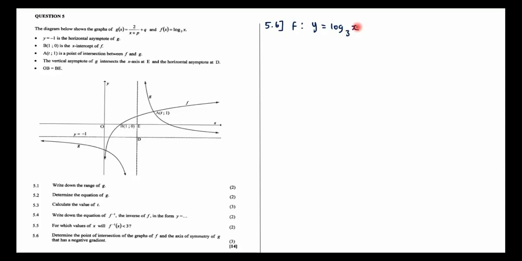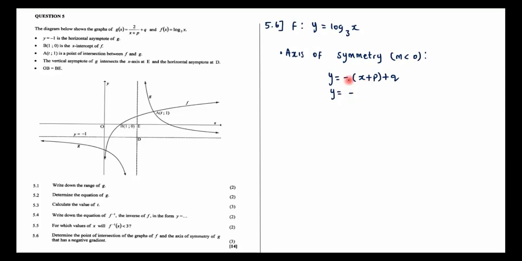Now here we also need an axis of symmetry. So what is an axis of symmetry? An axis of symmetry on hyperbolas is a line that divides the hyperbola into two equal halves. To get the axis of symmetry that has a negative gradient, I'll say gradient less than 0, we're going to have the formula y equals minus x plus p plus q. That's the formula we're going to be using.